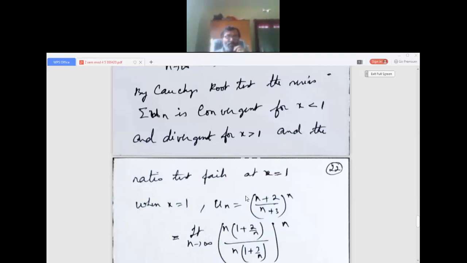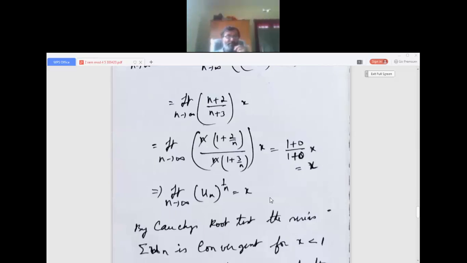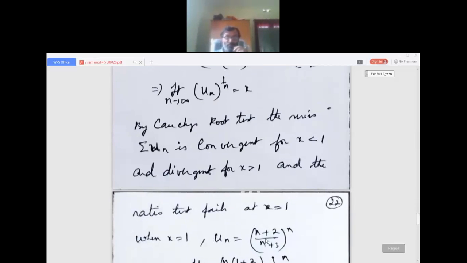So when x equals 1, then what to do? In the un term, we put x equals 1. We have to check what happens when the test fails. Okay, we have to check without using the test, using the conditions. So when x equals 1, what happens? Un is equal to n plus 2 by n plus 3 whole power n.